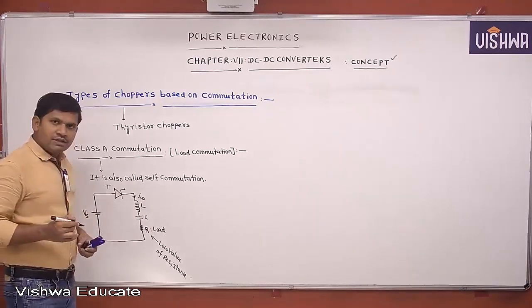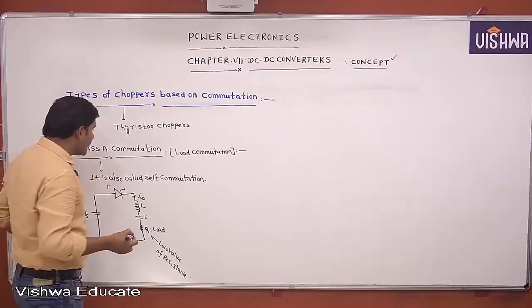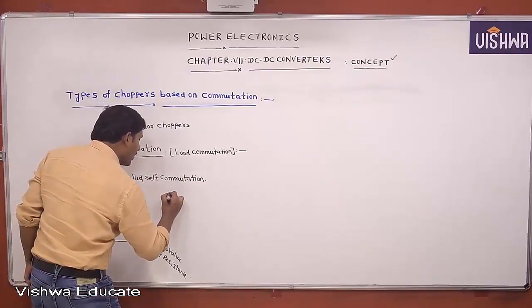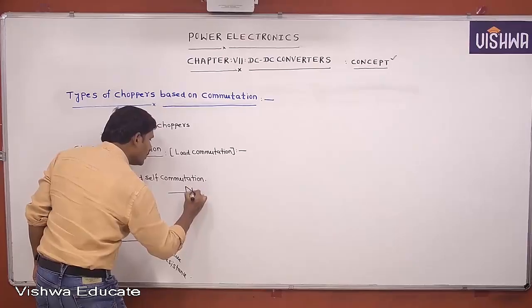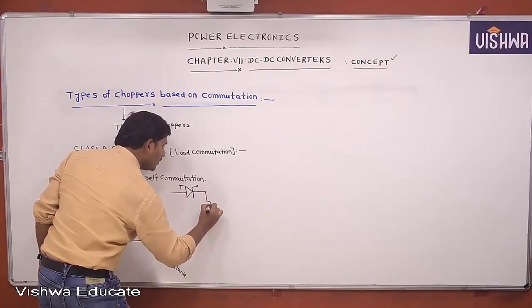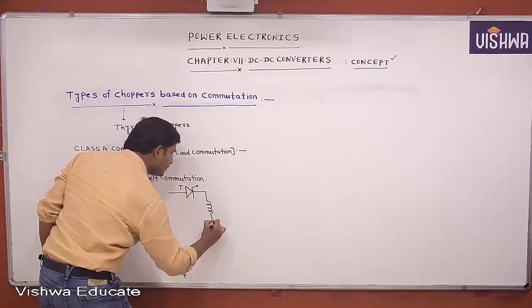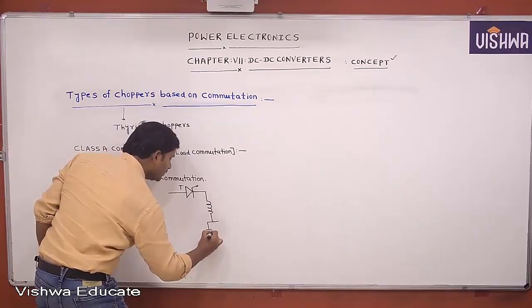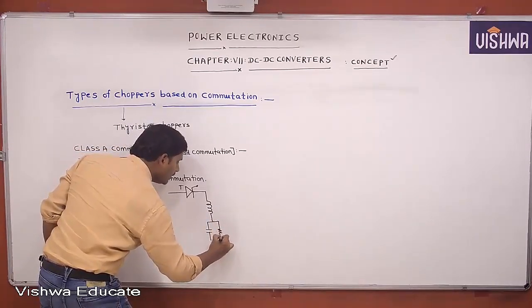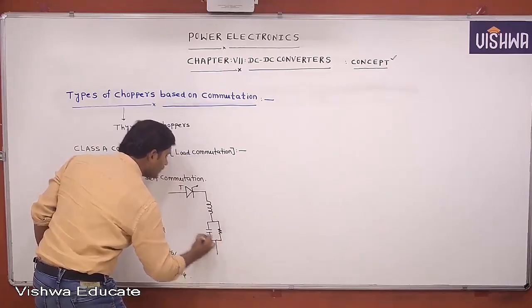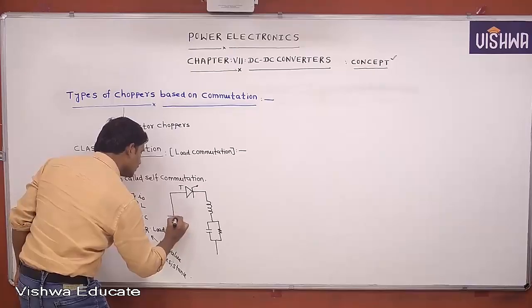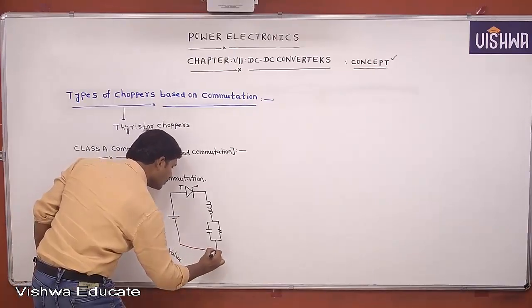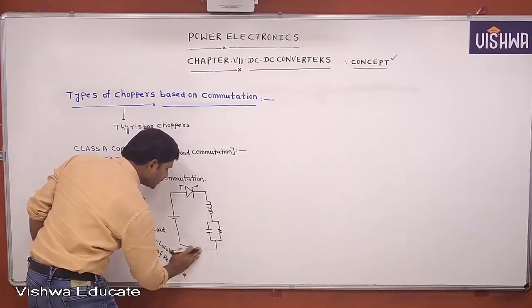This load commutation circuit you can also draw like this, for a high value of load resistance: this thyristor, this inductor, and we connect R and C in parallel. This is also a load commutation circuit.